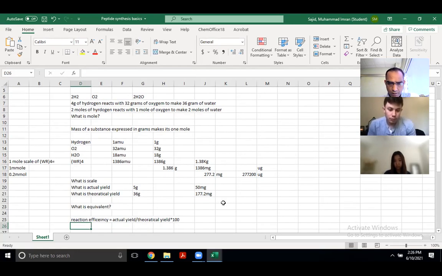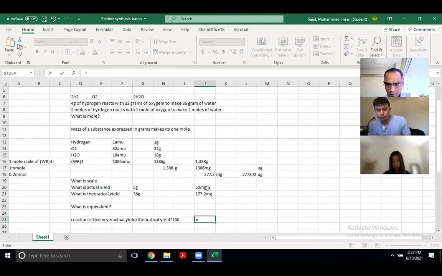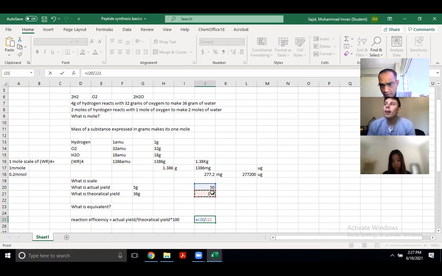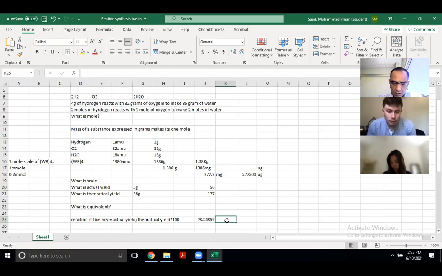So let me do that. I can do it here like this. No, I cannot do it. I have to remove the milligrams from here, 50, and I have to remove this as well, milligrams. So let me do that. Equal this divided by this multiplied by 100. So 24.8% is the actual efficiency of this reaction. Got it? Yeah. And usually it happens.